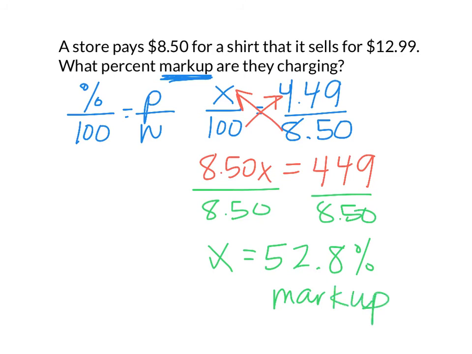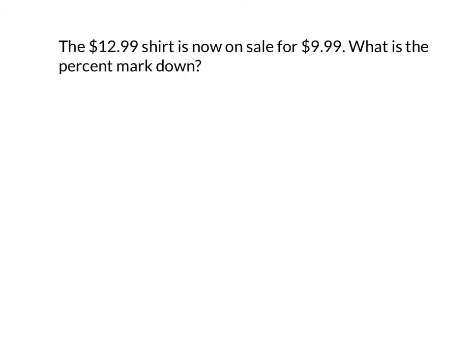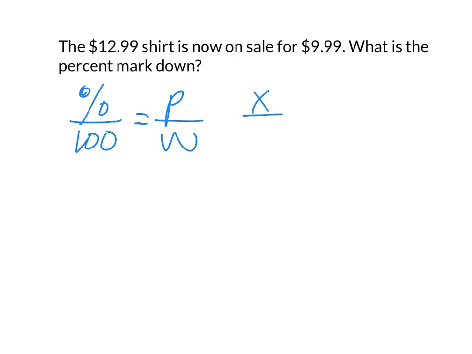Alright, example. This $12.99 shirt is now on sale for $9.99. What is the percent marked down? So again, I'm going to go back to my percent over 100 equals part over whole. But again, the part is now the difference between what it was. So now the whole this time is $12.99, and it's being marked down $3. So again, I don't know the percent, so x over 100 equals 3 over $12.99.